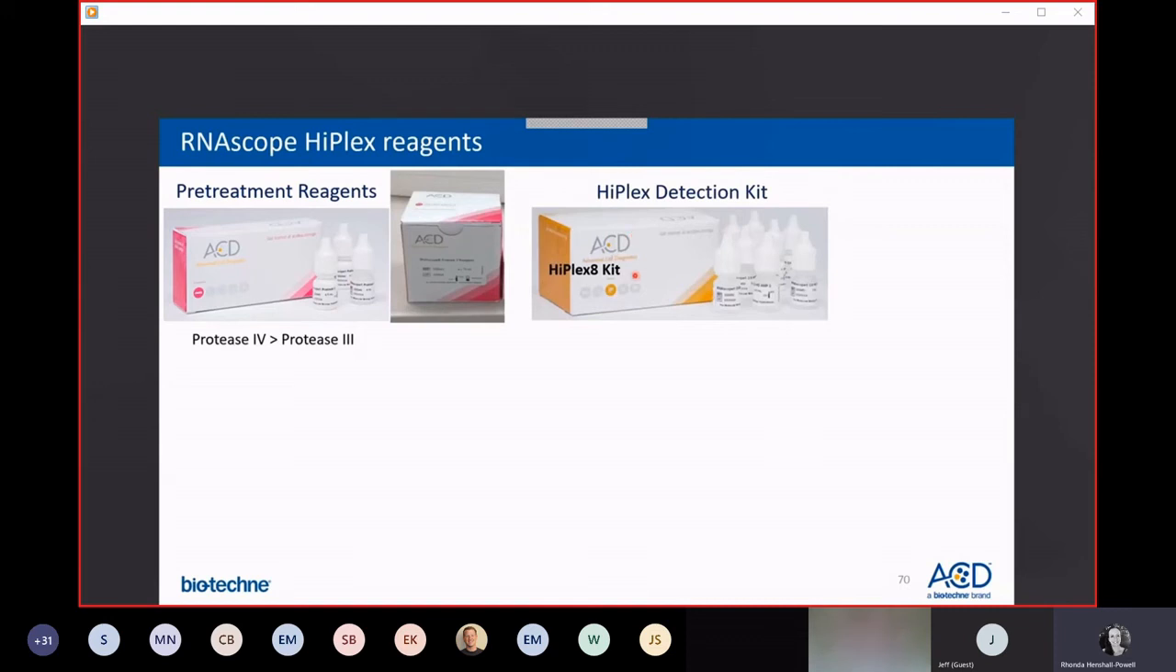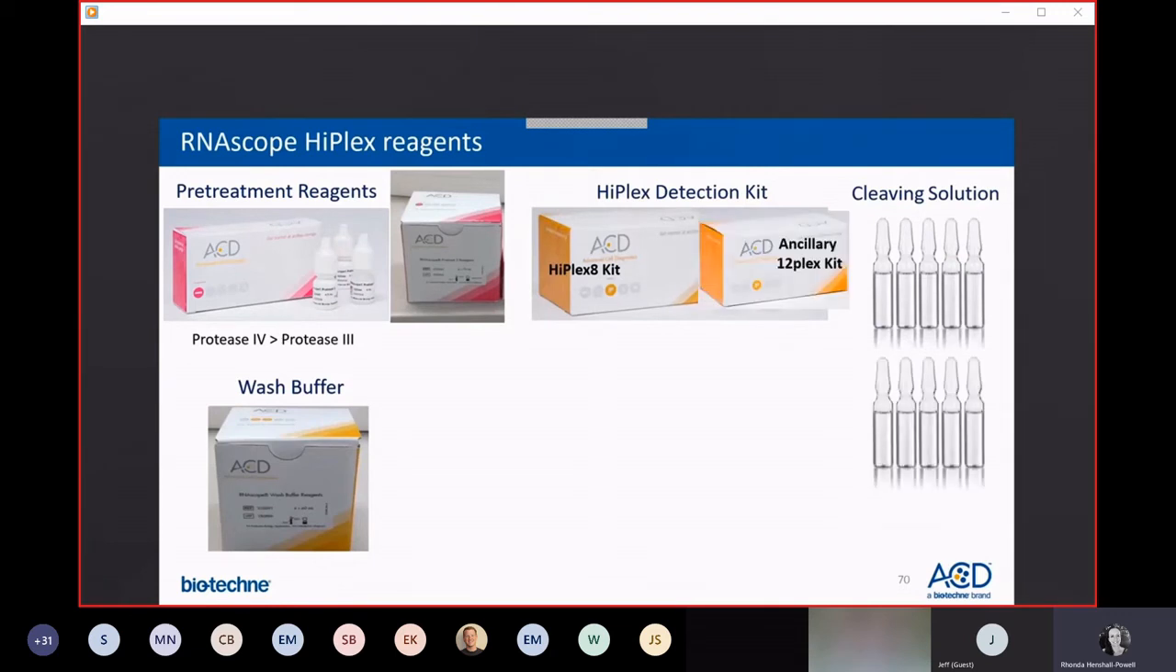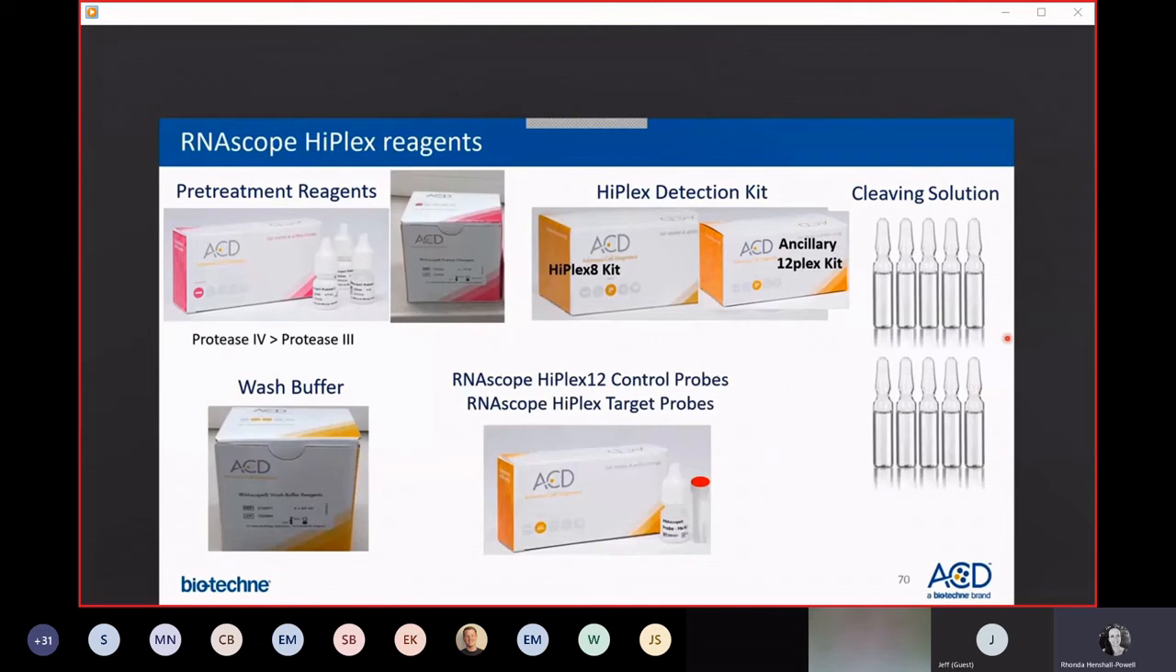A HiPlex detection kit by default comes with the 8-plex capability, and this comes with cleaving solution that you use to cleave off the fluorophores in between rounds of imaging. There's a wash buffer you'll use in between all of the hybridization steps to wash away any unbound oligonucleotides. If you're looking for 12 targets, you'll then also want the ancillary kit that allows you to detect 12 targets. And it comes with more cleaving solution because you'll do another round of cleaving than you would with an 8-plex.